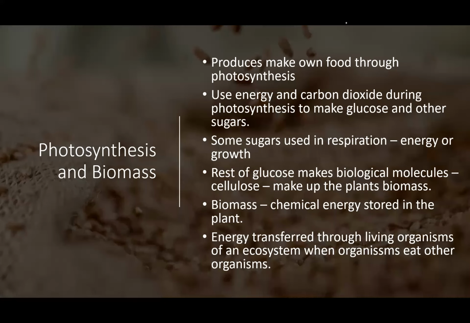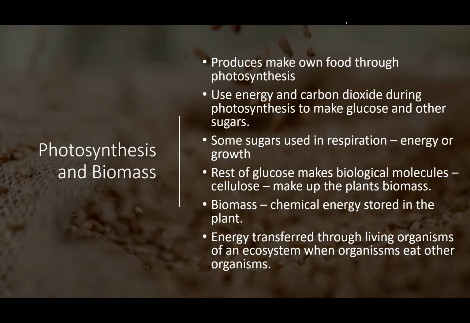So first we're going to look at photosynthesis and biomass. As you know, an ecosystem includes all living organisms that live in a particular area and all the non-living, so the biotic and abiotic conditions in a set area. In all ecosystems, there are producers, and these are those organisms that make their own food. So, for example, plants and algae, and they produce their own food through photosynthesis.